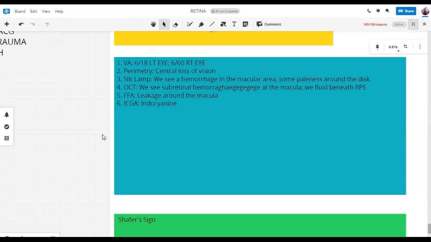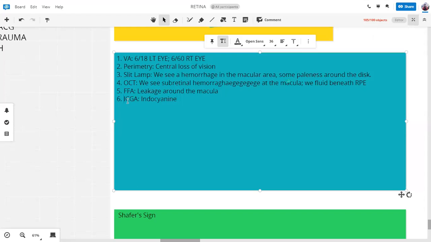We were discussing FFA and ICGA. So in this, angiography has its different stages, right? In the first stage, when the dye is newly injected, it's first visible inside the arteries, then inside the capillaries, then inside the veins. Now, why do we use ICGA specifically?